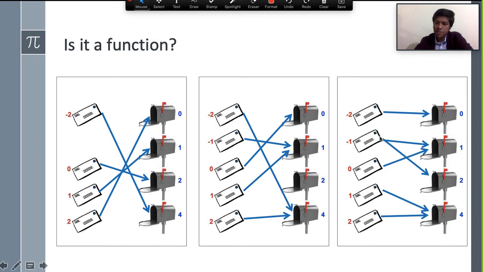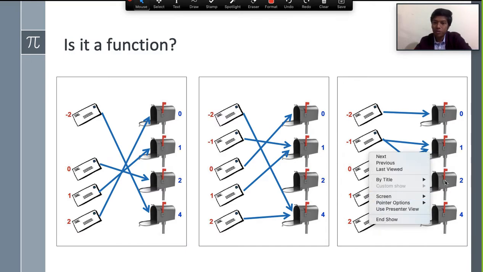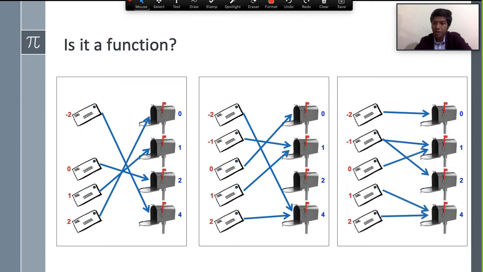But in this case, you see this -1, this envelope goes to two boxes, which is impossible, because you cannot put one envelope in two boxes. Then you would have to cut it into two parts. So it cannot go. This envelope cannot go to two different boxes. It has to go to either one or the other. Okay. So of course, this is not mathematical. This is some conceptual or pictorial representation of a function.